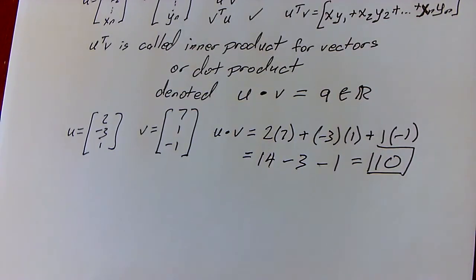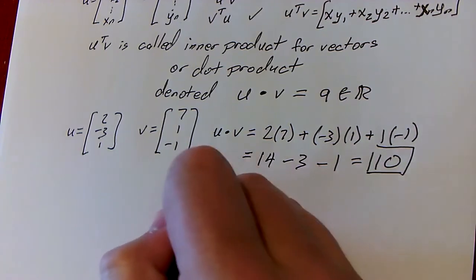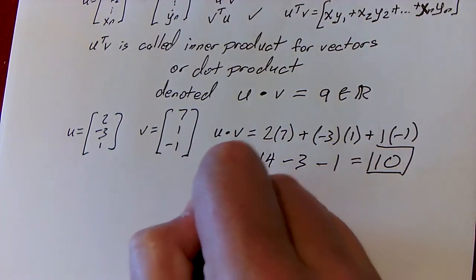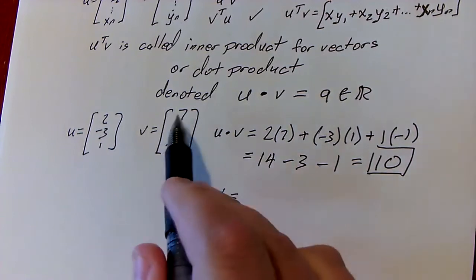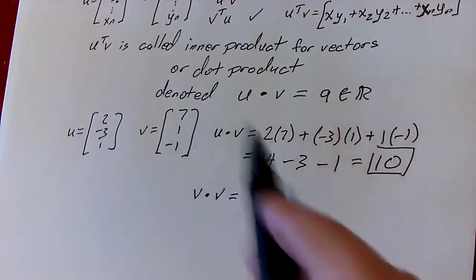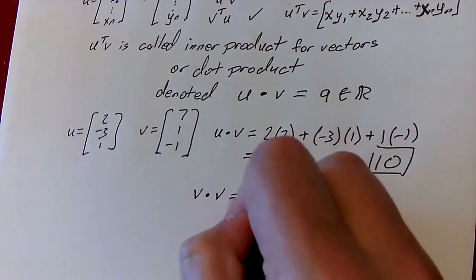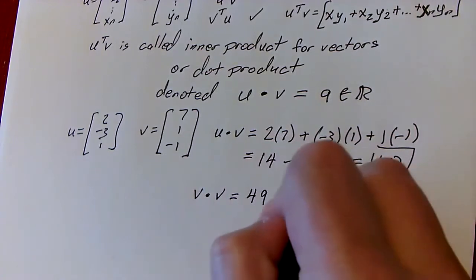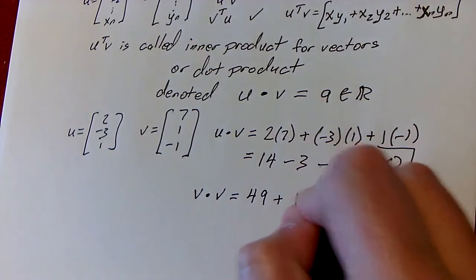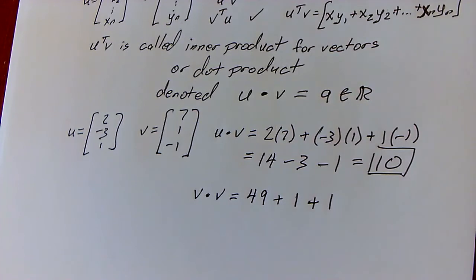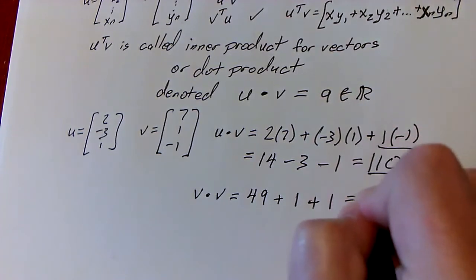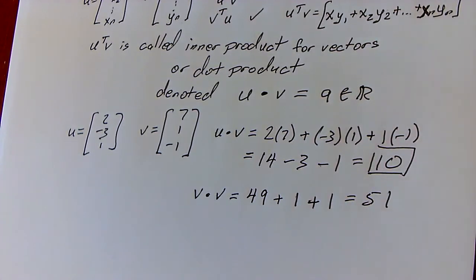Now I could do lots of operations here. Maybe I want to do V dot itself. Okay, so I'm going to do V dot V. That's 7 times 7, which is 49, plus 1 times 1 is 1, and then minus 1 times minus 1 is a positive 1. So I add those together. V dot V is 51.